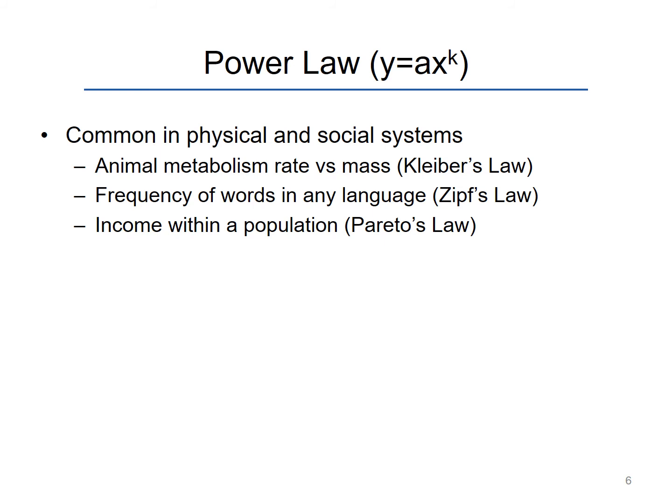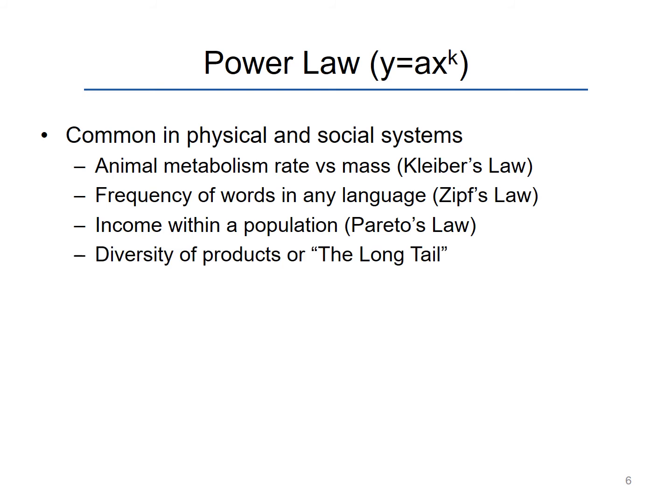In Zipf's law, it turns out that the frequency of a word in any language is inversely proportional to its frequency rank. For example, the second most frequent word occurs half as often as the most frequent word. The third most frequent word occurs 1/3 as often as the most frequent word, etc. What this implies is that you don't have to know too many words to become fluent in any language. In Pareto's law, this is the famous Pareto, it turns out that 80% of all income in a given population is held by just 20% of the population.